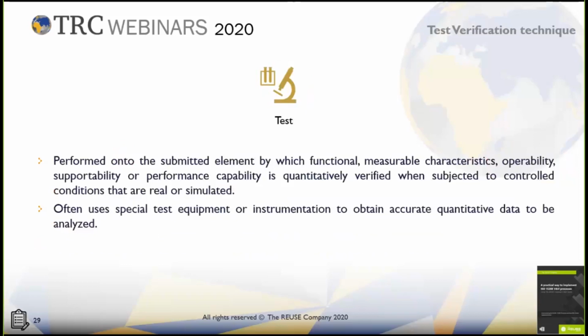Test. It is also very much oriented to a lot of measurable aspects. We have to measure functional and operability, supportability, performance capability. Everything is measured, but in a way that it is using controlled conditions.